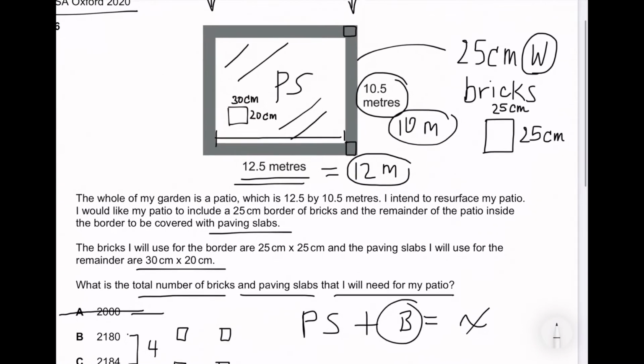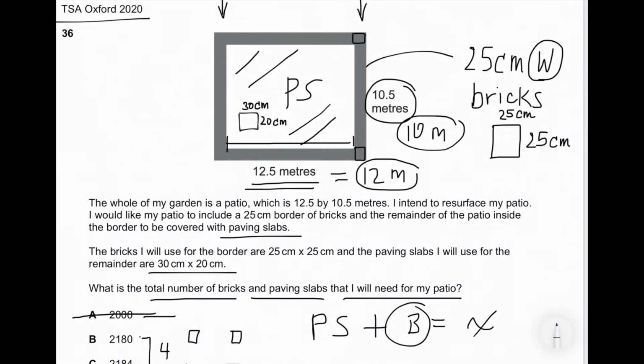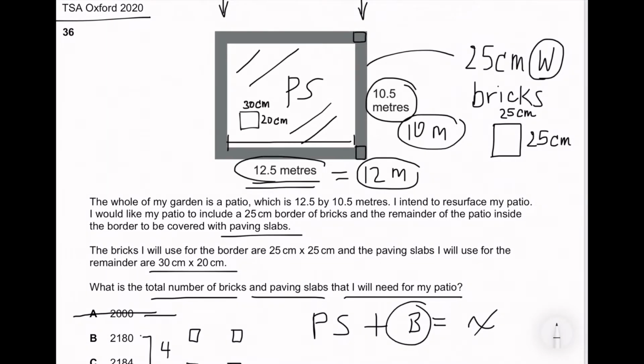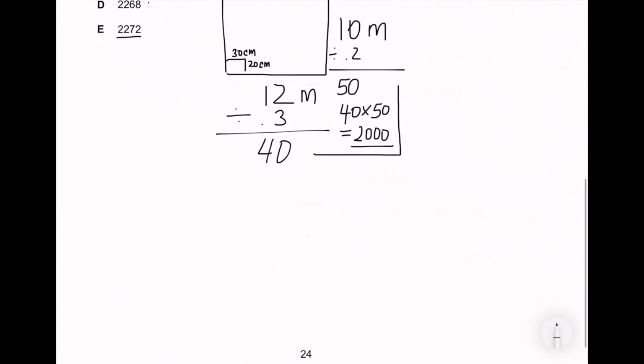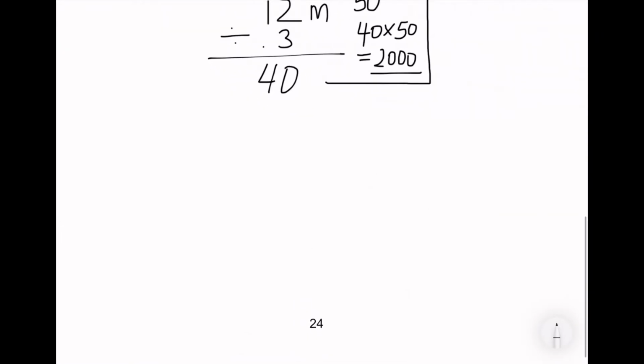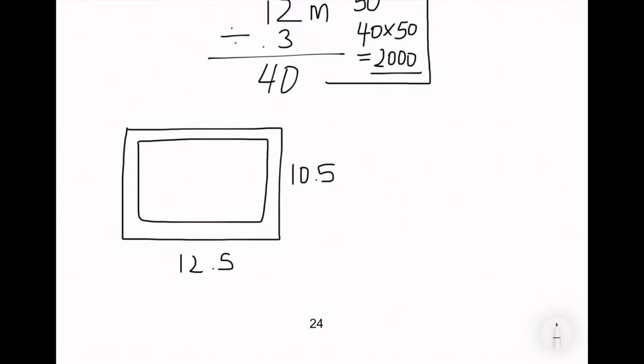Okay, to calculate the black border, let's re-sketch this down here. So what we're going to do is take the full figures, 12.5 and 10.5, and see how many 25 centimeter bricks fit in the middle. So let me just move down here. All right, so this is what the figure looks like, right? This is 10.5. This is 12.5.